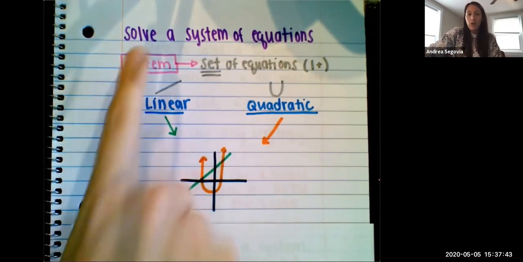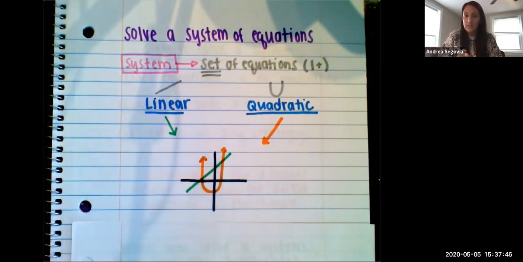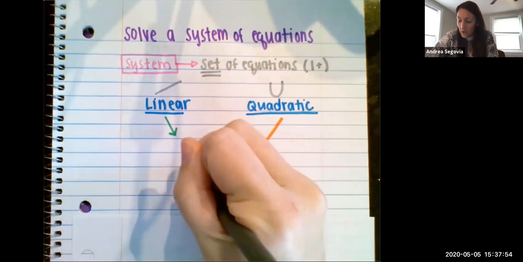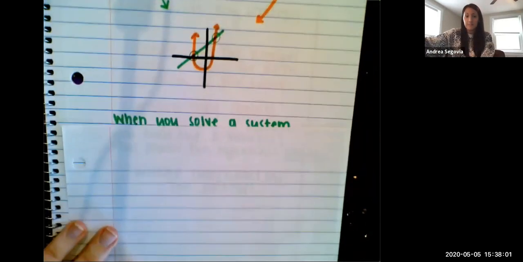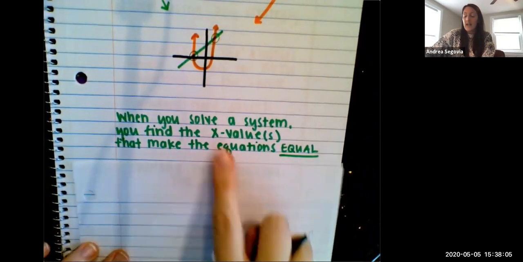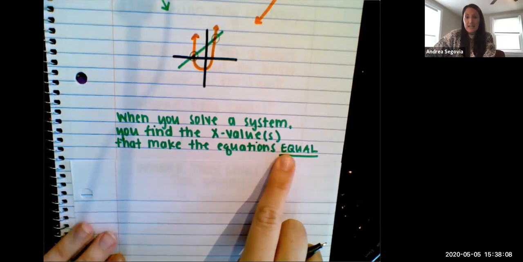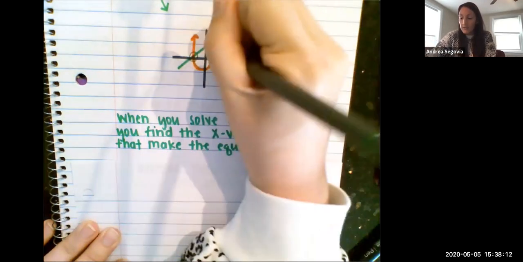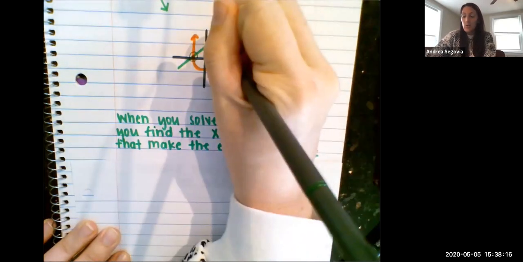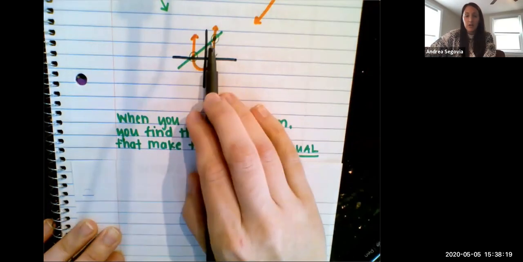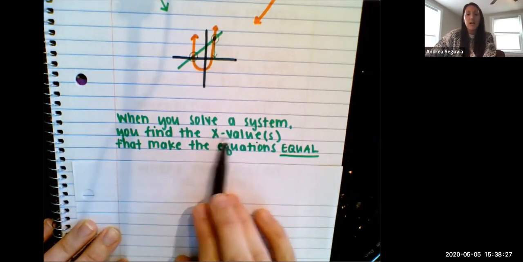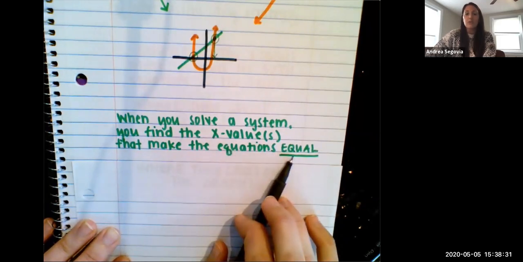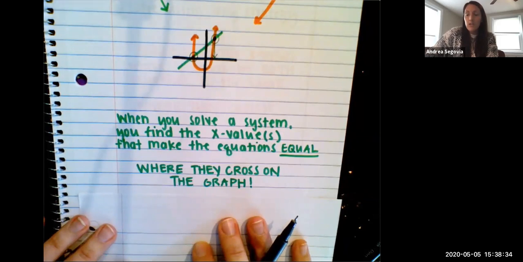What's interesting when you solve a system is now you're not just looking at the properties of the graph, but you're specifically focusing on where do these graphs cross, or where do they meet? Because when you solve a system, you're essentially finding the x values that make the equations equal. So when my graphs cross, whatever that x value was that I input, that told me the y value for both my linear function and my quadratic function is the same. So when you're solving a system, you're just finding the x values that make the equations equal or the same. Essentially, that means where do they cross on the graph?